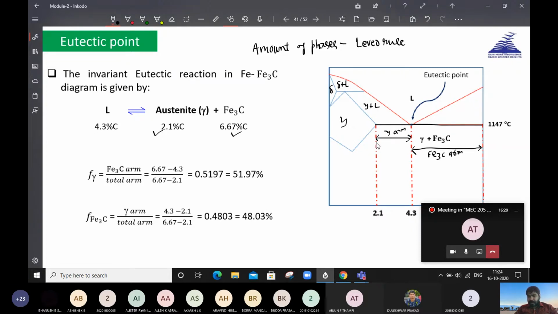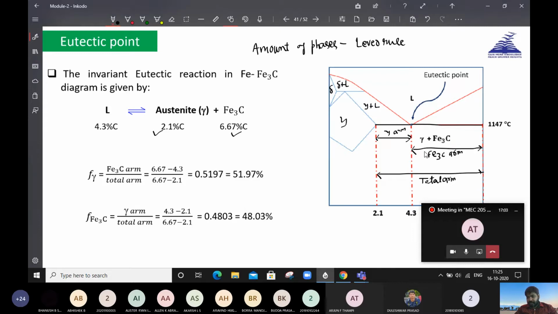Now you have to find out the amount of gamma phase at this point. So what will you do? You will take Fe3CR divided by the total arm. This is the total arm. So first see how to find the fraction of gamma phase. The fraction of gamma phase is given by the opposite arm, and the opposite arm is nothing but Fe3CR.